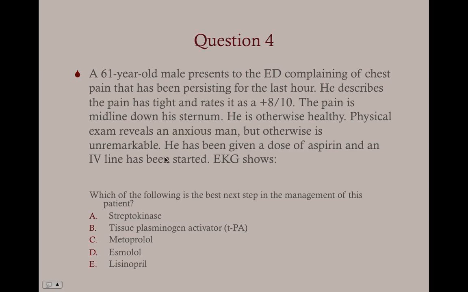So what are you going to want to do for this guy? You've given him aspirin. You've given him an EKG. You've started an IV line. What are you going to do? Are you going to give him streptokinase? Are you going to give him tissue plasminogen activator, or TPA? Are you going to give him metoprolol? Are you going to give him esmolol? Or are you going to give him lisinopril? And the answer is tissue plasminogen activator, B.